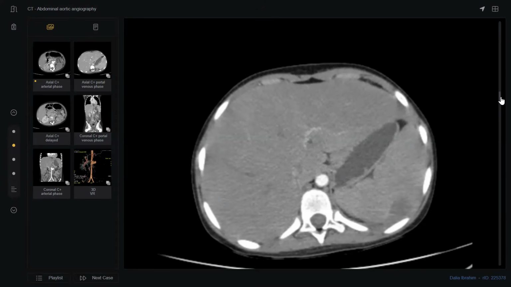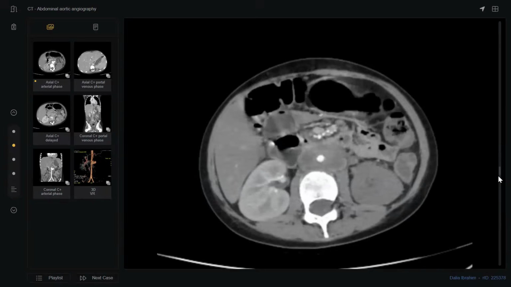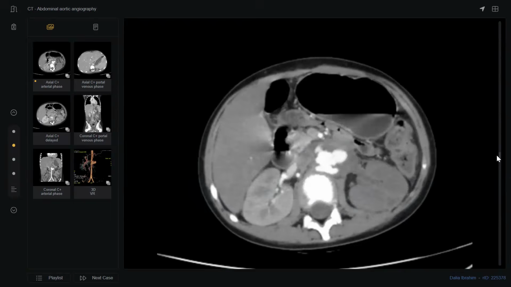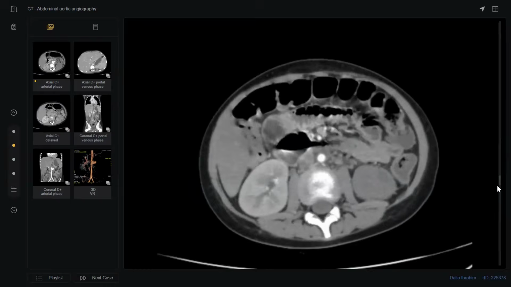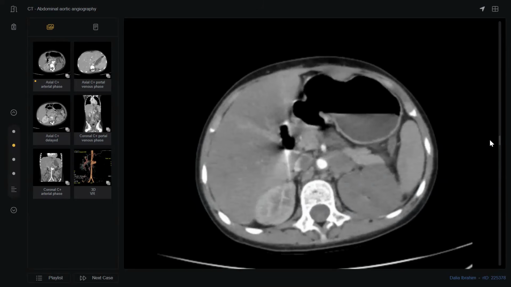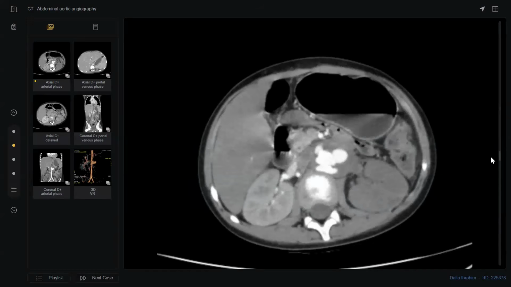What's your final diagnosis? My final diagnosis, the appearances are mostly those of aortic rupture plus occlusion of the left main renal artery, resulting in left renal infarction. And I can see that there is the splenic infarction also.